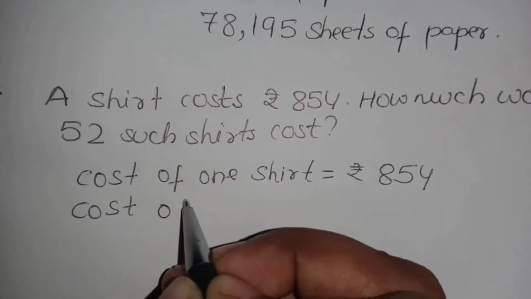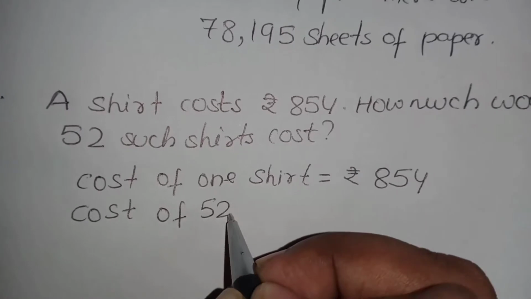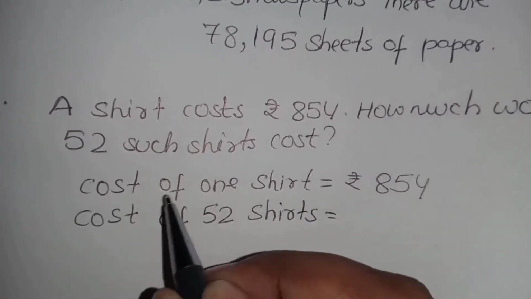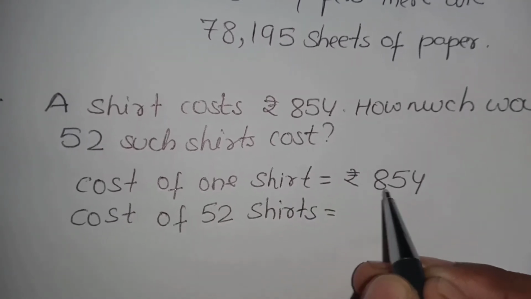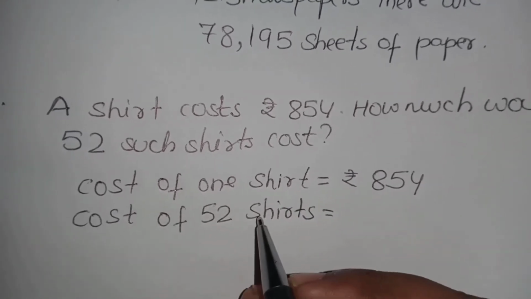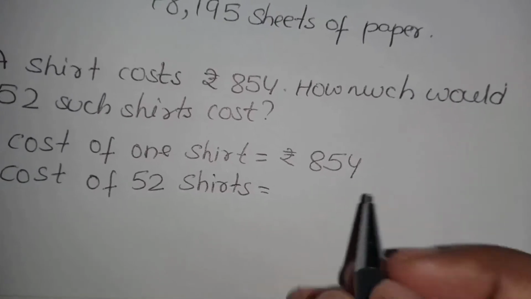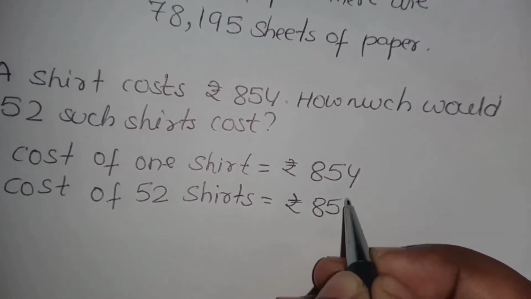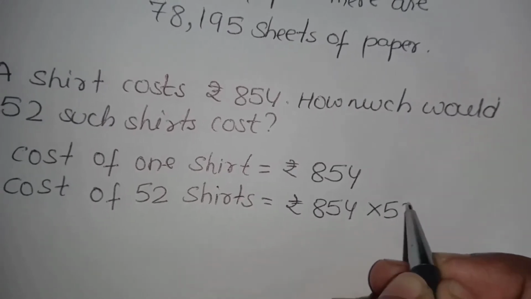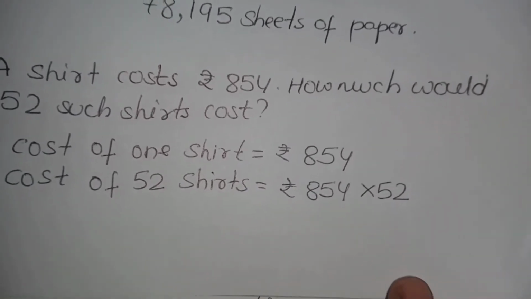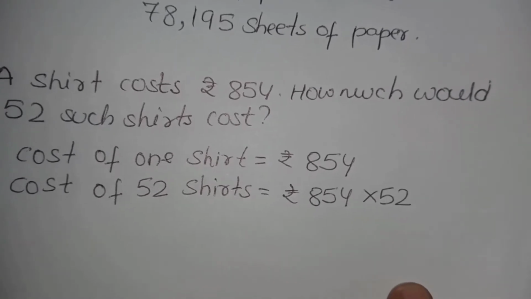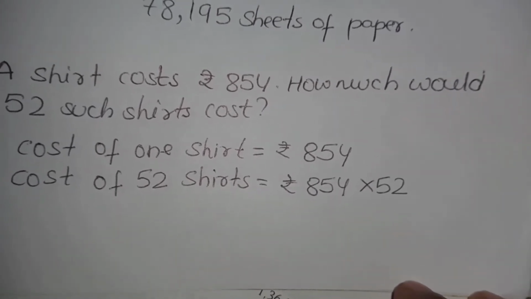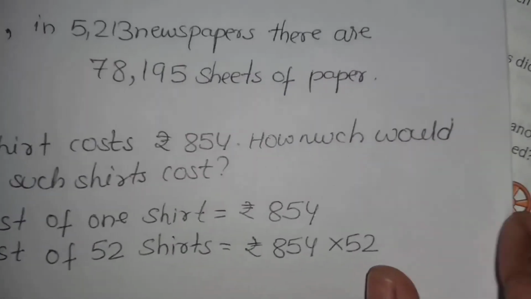Cost of 52 shirts. This is the cost of one shirt, 854. Cost of 52 shirts is equal to rupees 854 into 52. If we multiply the cost of one shirt with the number of shirts, that is 52, we will get the price of 52 shirts. So now let's multiply here.